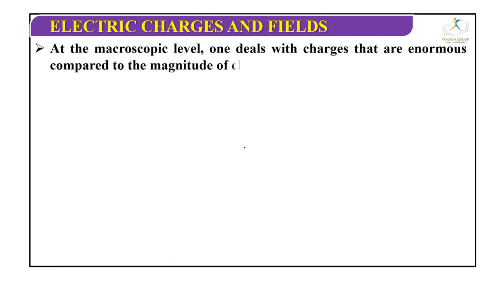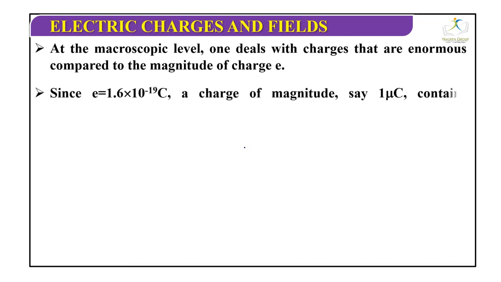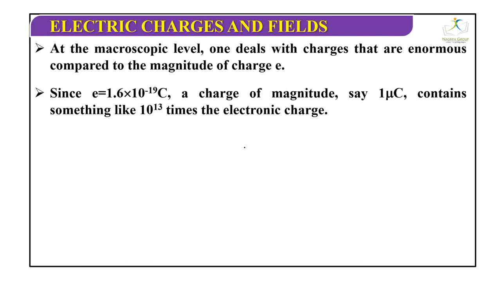At the microscopic level, one deals with charges that are enormous compared to the magnitude of e, since e is equal to 1.6 times 10 to the power minus 19 coulomb, and a charge of magnitude say 1 microcoulomb contains something like 10 to the power 13 times the electronic charge. How is this obtained? We know the value of e, 1.6 times 10 to the power minus 19 coulomb. If we want to convert into micro, we eliminate two factors, 10 to the power minus 6 and 10 to the power minus 13 microcoulomb.